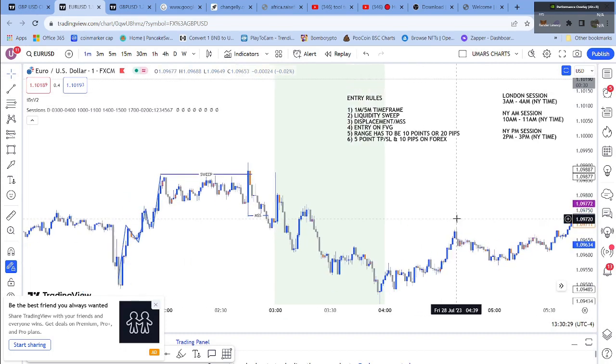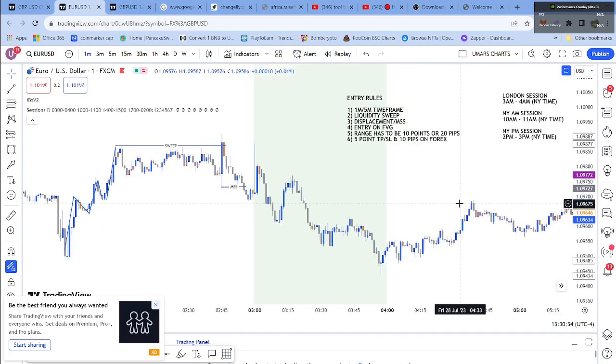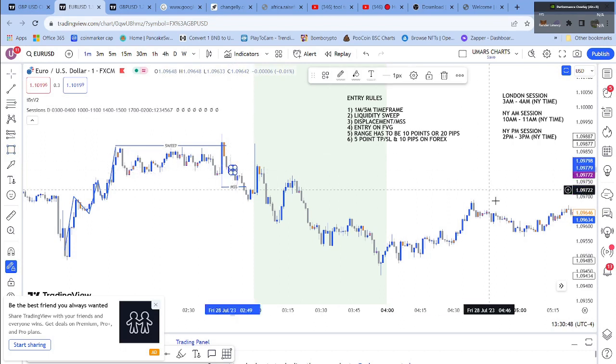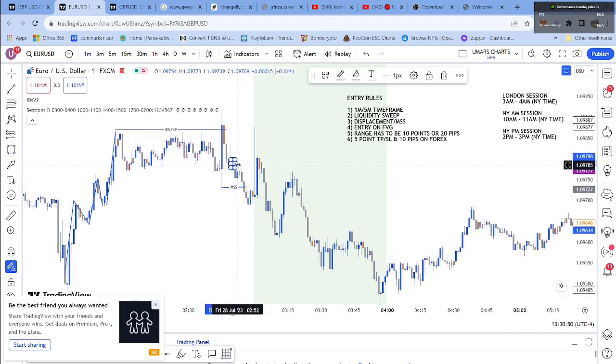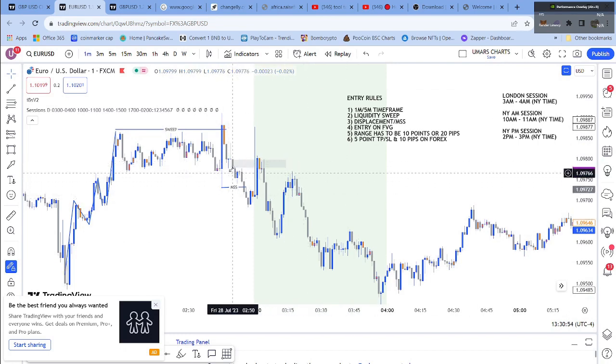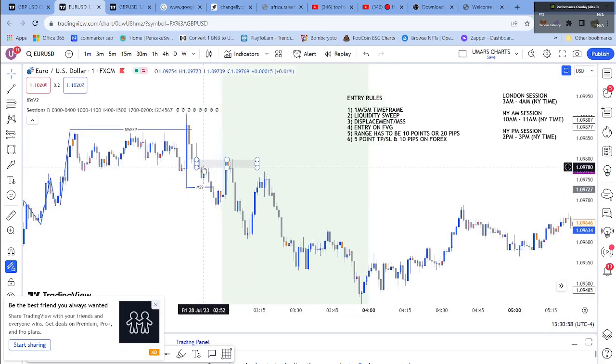But then once identifying your fair value gap and your entry, you should always remember that your entry should always be within the kill zone time. So as we can see, we've got a fair value gap right here. This is a fair value gap that has been left behind after the market structure shift. And you'd always use the extreme fair value gap.